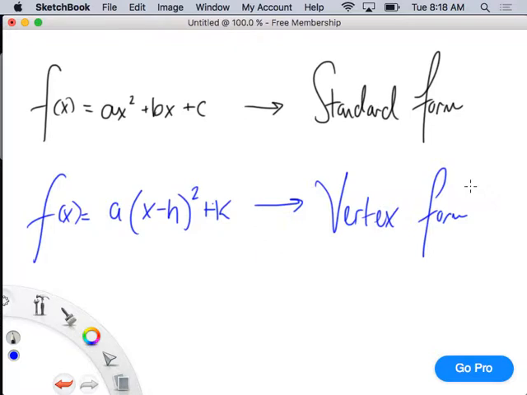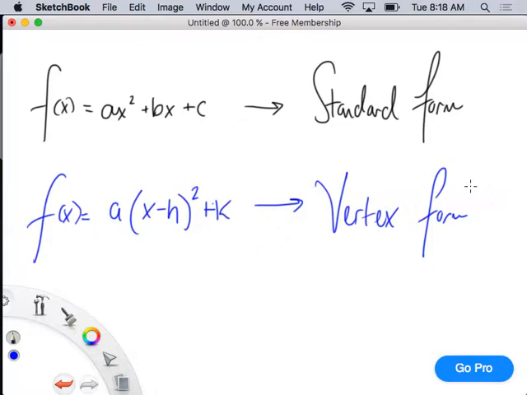Now, no matter what form it is, a quadratic function is a polynomial. And what is the degree of the polynomial for a quadratic function? 2, which means it's got what kind of term? An x squared. If it does have an x squared term, it's possible that it's a quadratic function. But if it doesn't have an x squared term, it's definitely not a quadratic function. Let me repeat that. If it doesn't have an x squared term, it is not a quadratic function.